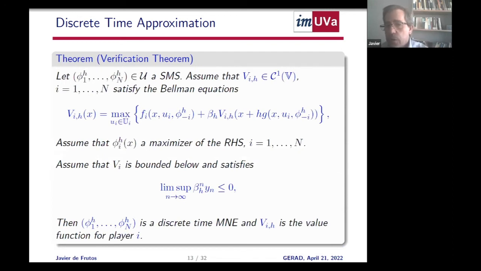But first we also have a verification theorem for the discrete time Nash equilibrium that is very similar to the continuous time verification theorem. The only difference is that I have to substitute the Hamilton-Jacobi-Bellman equation by the Bellman equation. The first difference is that the Hamilton-Jacobi-Bellman equations are a system of nonlinear partial differential equations, and here we have a system of nonlinear functional equations, but not partial differential equations. In principle, this system of equations is easier to solve than the Hamilton-Jacobi-Bellman equations.